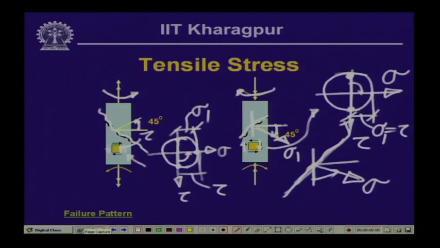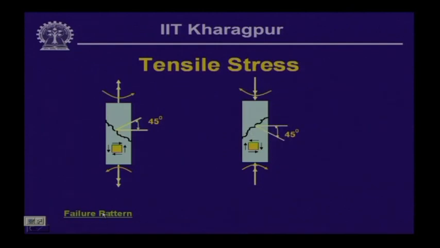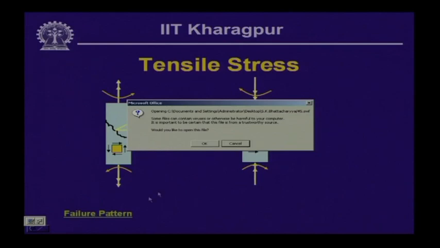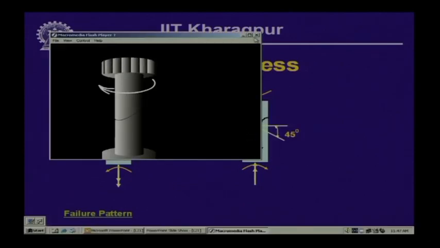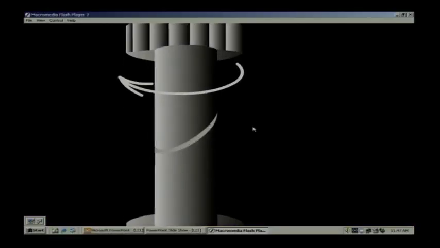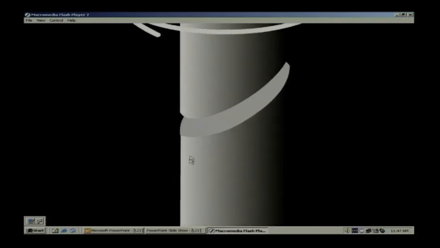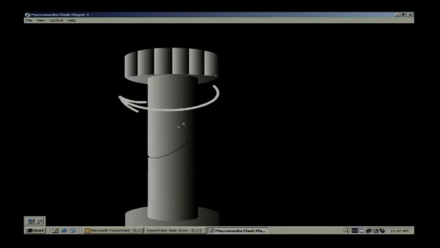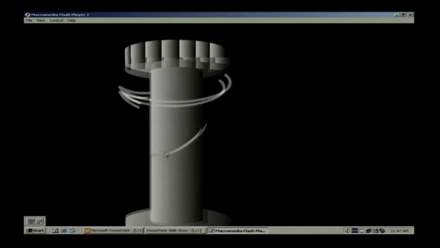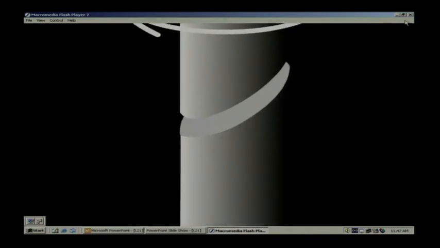Well, let us look into this aspect a little more clearly, that this is the failure line along which, because of the twisting moment, the bar is failing over here.